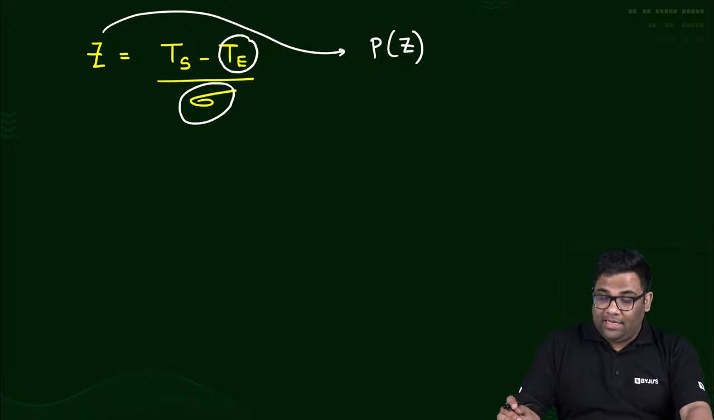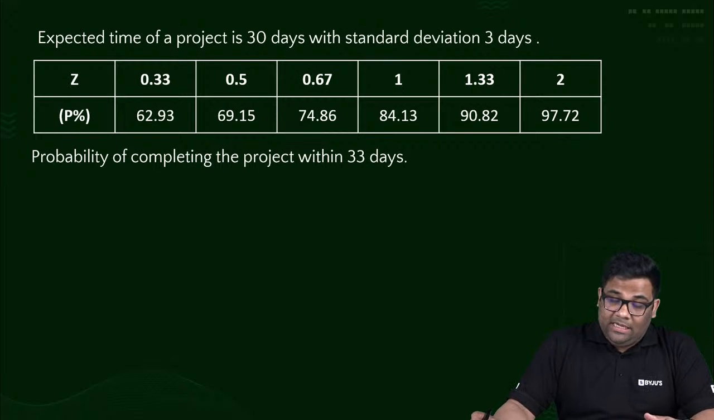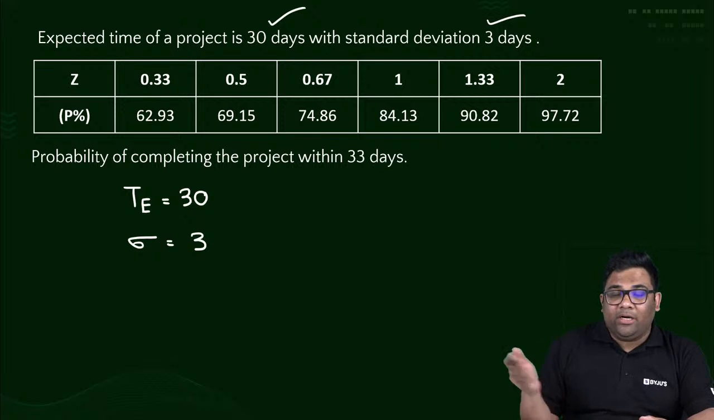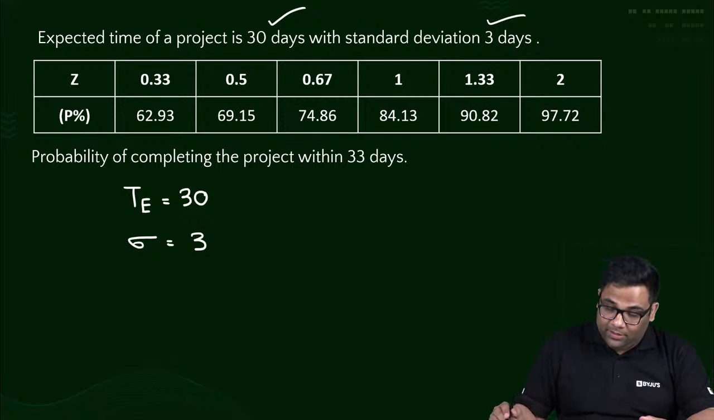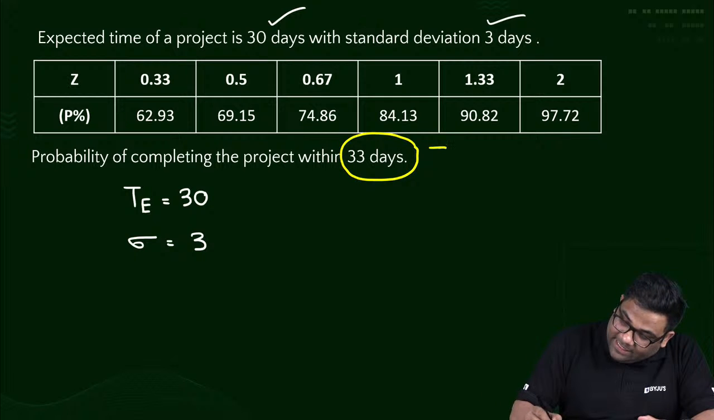Now suppose we have a question like this. The expected time of a project is 30 days and the standard deviation is 3 days. That means TE is already given and the standard deviation is also given in the question. It's not asked how to find them, I have already taught that. The question asks for the probability of completing the project within 33 days. So within 33 days means this is the TS.